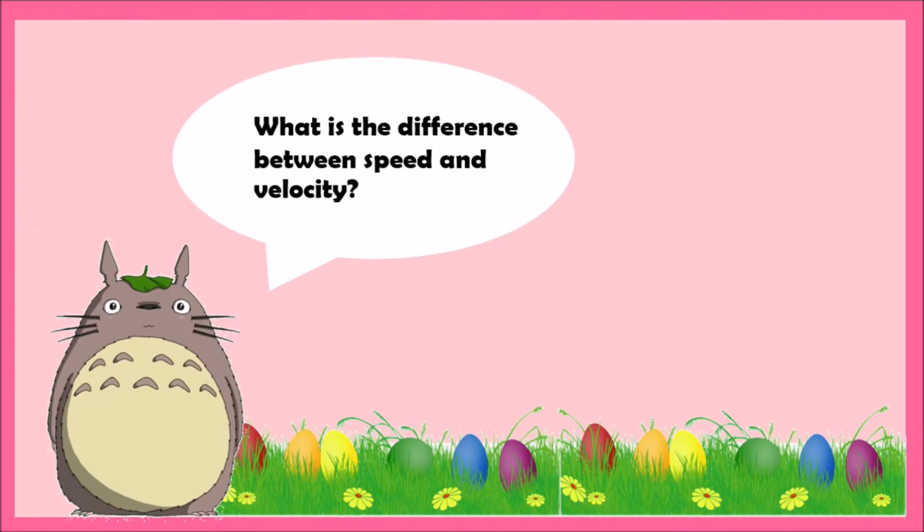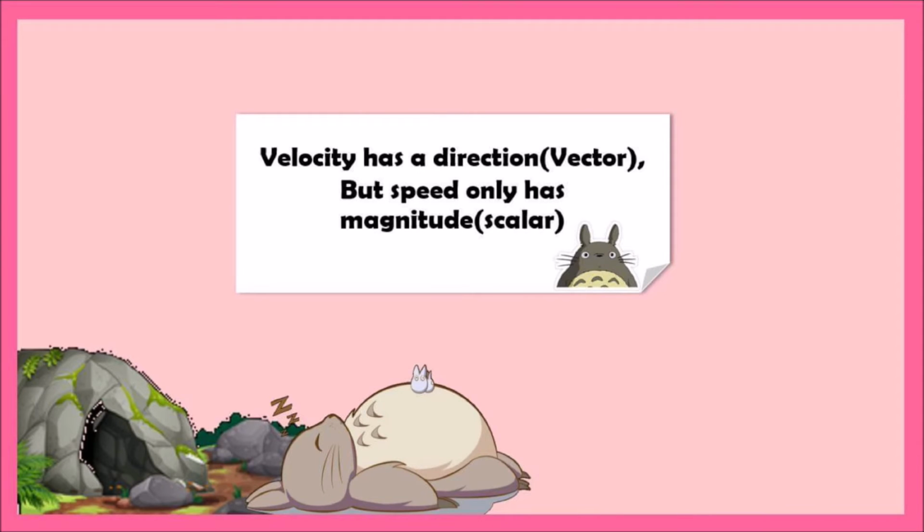What is the difference between speed and velocity? That is an interesting and excellent question. I'm going to tell you what the difference is first, and then I will explain it with an easy example. Basically, the difference between them is that velocity has a direction, while speed does not. In physics, we call speed a scalar quantity, while velocity is a vector.